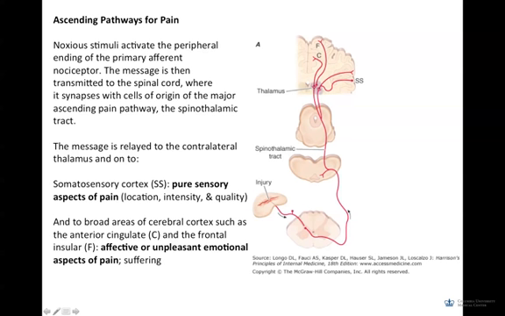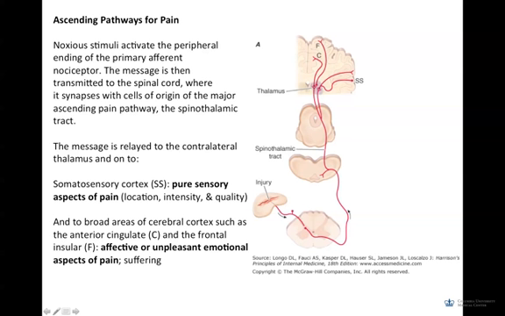So the prevailing ascending pathway for pain involves the nociceptor coming in to the dorsal horn, and then it quickly crosses over to the contralateral side, and it enters the white matter, and it ascends through what we call the spinothalamic tract.